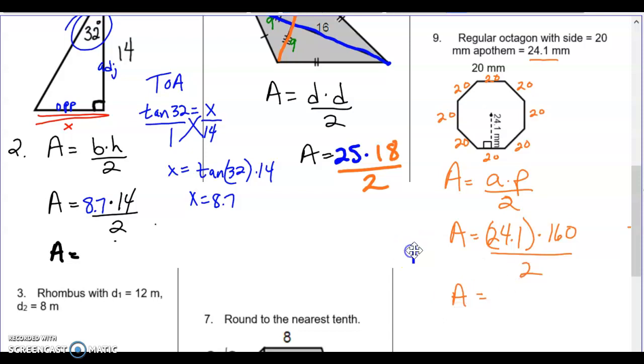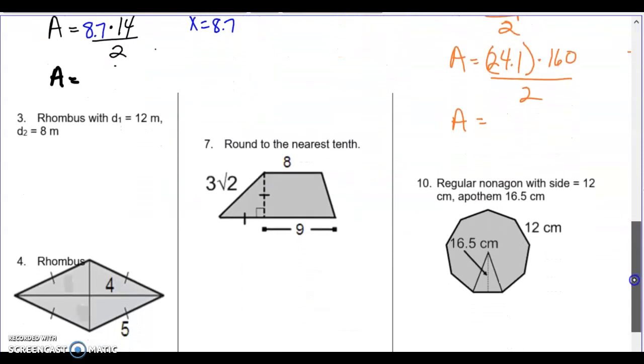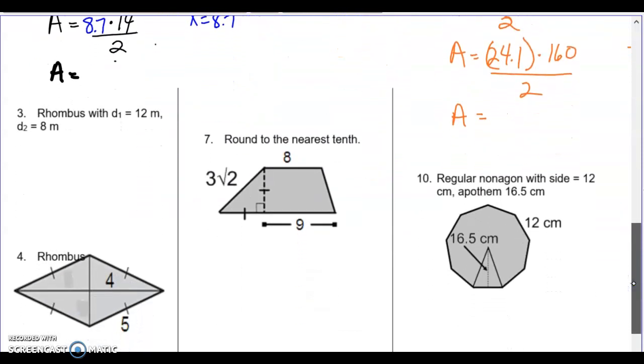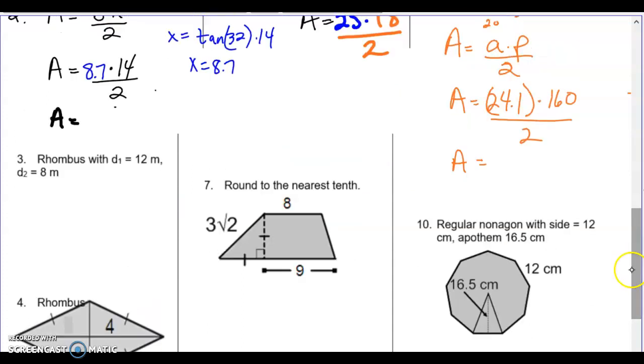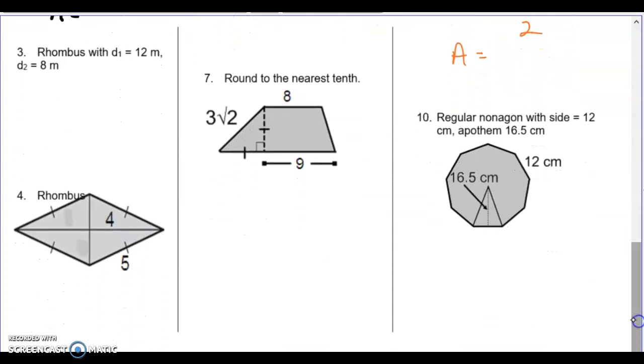Okay, so the next set of problems here. I'm going to skip number 3. I will do it on the PDF version, but just for now, I'm going to skip it.